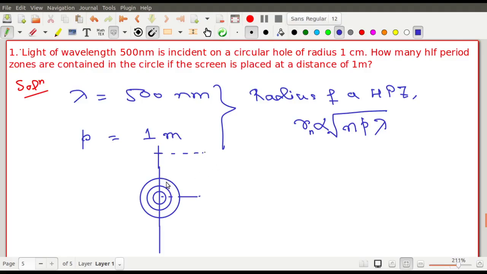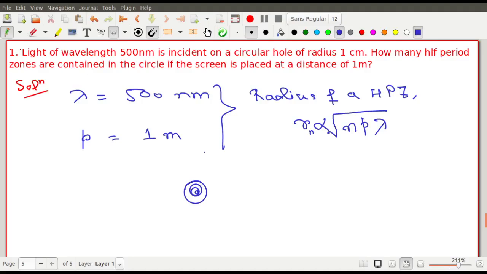You have to understand that the maximum or highest half period zone, the last half period zone, the extremum half period zone, its radius and the radius of the hole must be the same. I hope you are getting it. This is the hole, the circular aperture, and within this the half period zones are there from the wavefront, right?